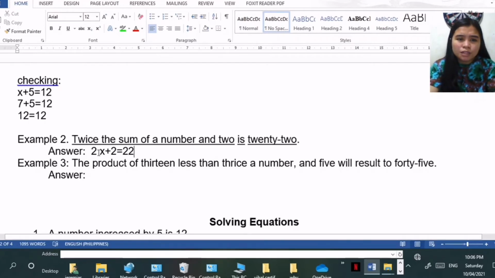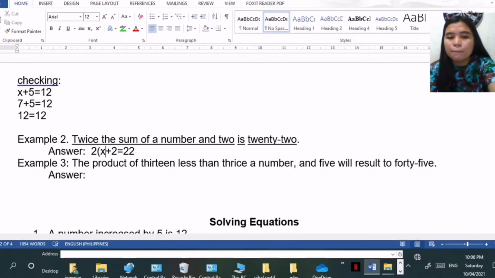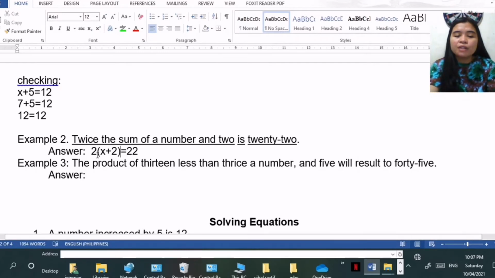Now, pangit naman tingnan kapag walang ganito. 2, then space, and then x plus 2 equals 22. Dito na natin isa-satisfy itong twice the sum. Kapag gaganyan, nadodoblehin mo yung sum, ibig sabihin, lagyan mo yan ng parenthesis po. Ipapasok mo yung sum of a number and 2 sa parenthesis kasi nga pag nahanap mo na yung sum nila, ita-twice mo or idodoble mo. Kaya ganyan po dapat ang sulat or yung sagot.